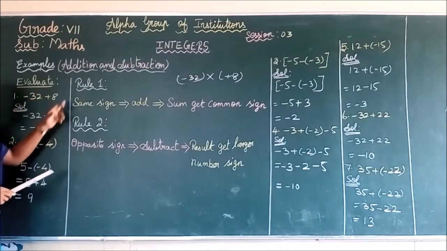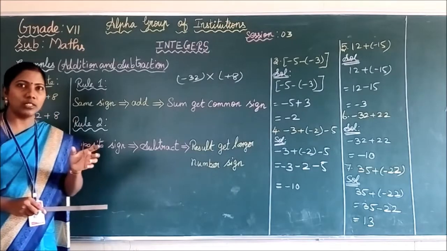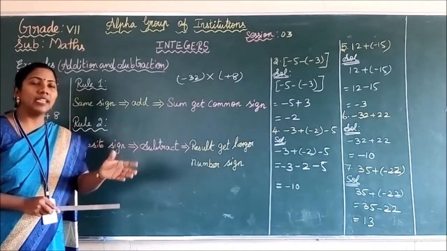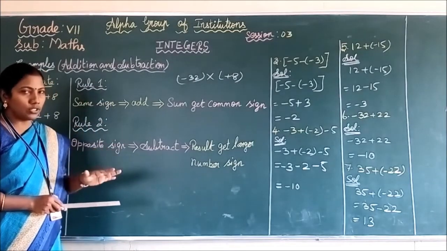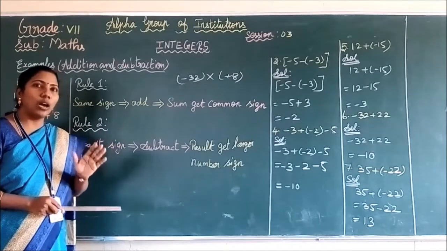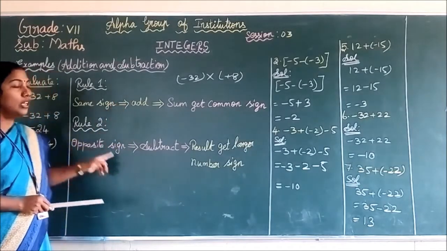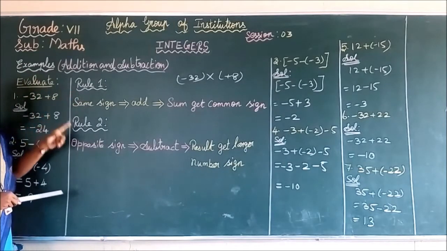So you have to follow Rule 1 and Rule 2. Suppose in the question they have given brackets, at first you have to remove the brackets and then apply Rule 1 or Rule 2. It's clear, children? In the question, if they have given brackets, first remove the brackets and then apply Rule 1 or Rule 2. In this question no bracket is given, so we are going to apply Rule 1 or Rule 2.